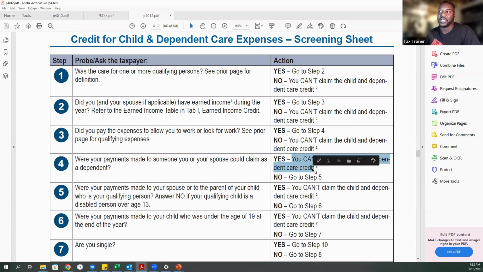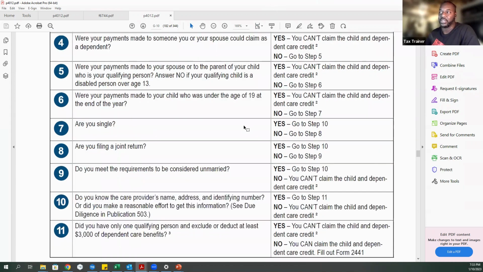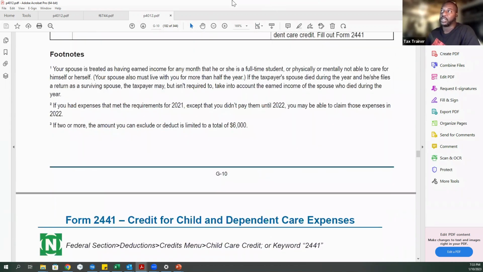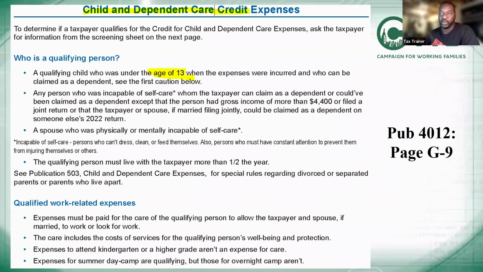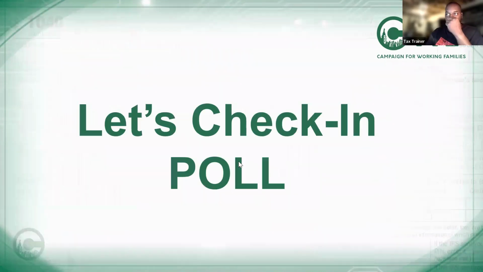So if you wanted to go through this using a 4012 as a resource, it gets you to the answer. Remember, this was paid to someone who they could claim, and this is probably on G10. On my resources, I have G9, but it's on G10 to get that other part. I might need to add G9, G10 here. Any questions about any of this?